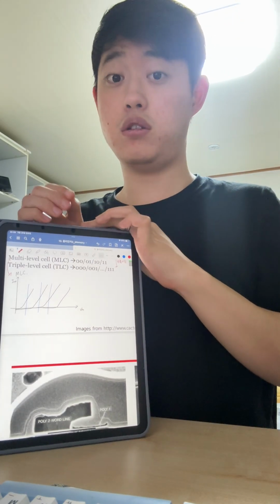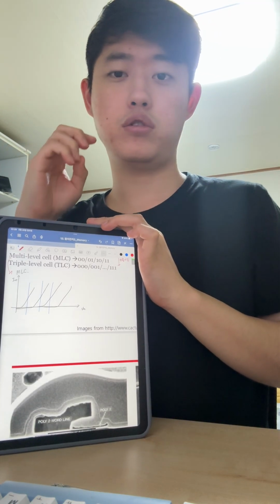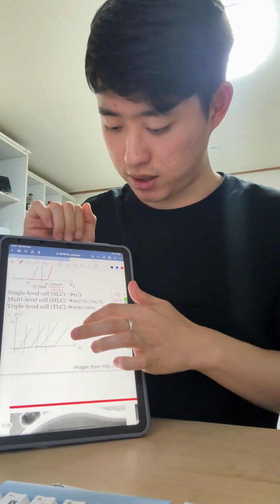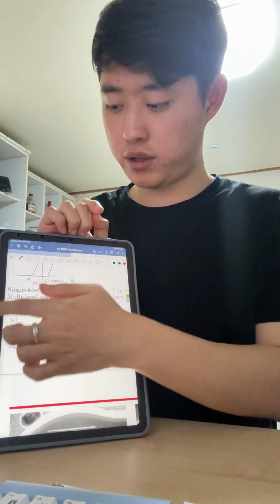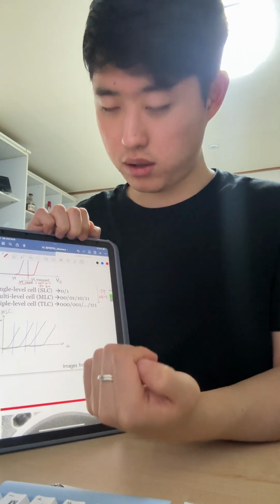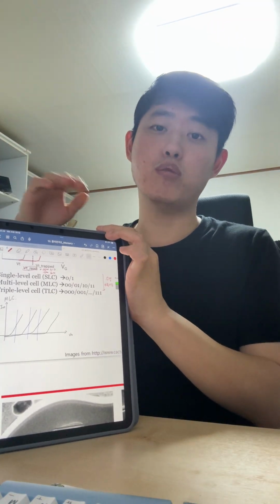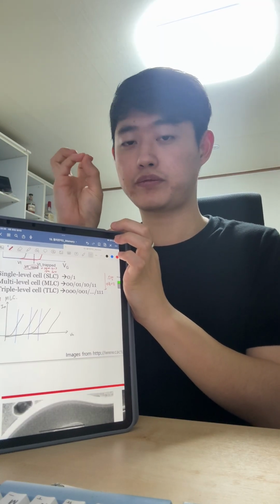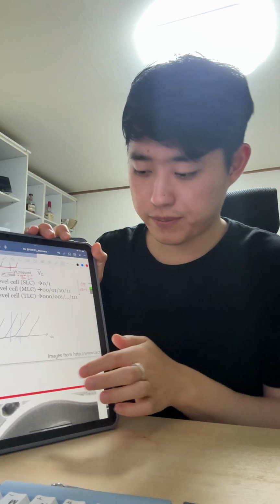So we can store 1 bit, 4 bits, or 8 bits of data in one cell. When there is only 1 bit in one cell, we call it a single level cell, 2 bits is a multi-level cell, and 3 bits is a triple level cell. When more data goes into one cell, the usable lifetime goes down. It's like a trade-off. Okay, thank you.